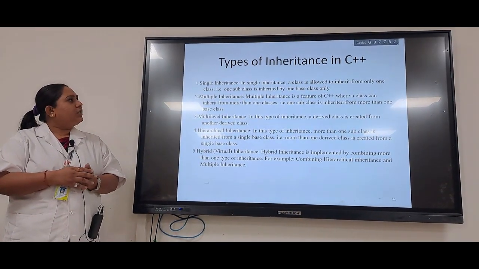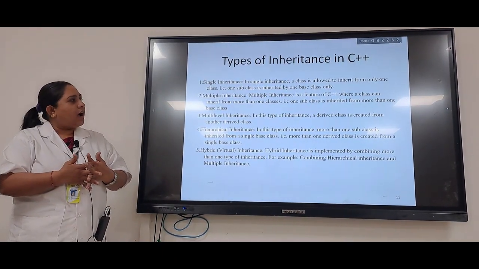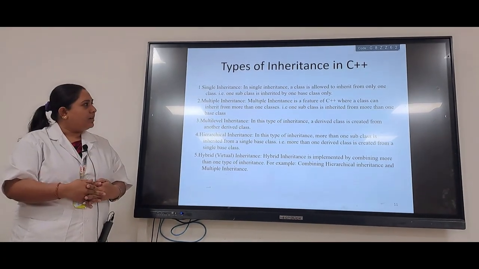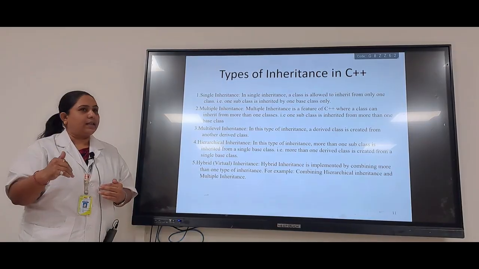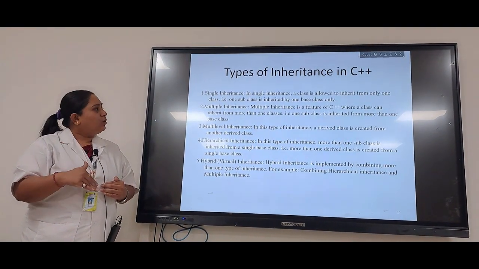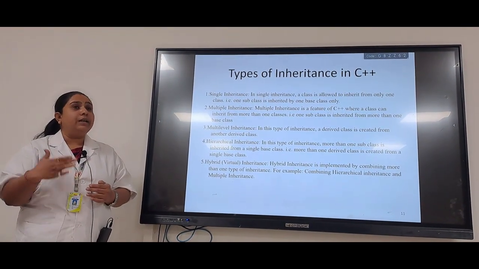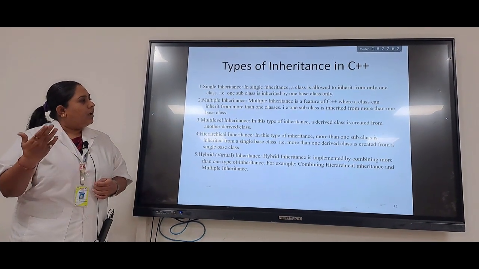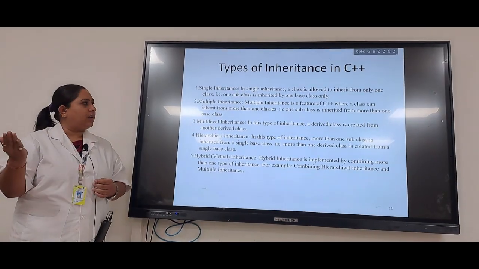When we talk about single inheritance, it is a simple type of inheritance in which a class is allowed to inherit from only one class. That is, one subclass is inherited from one base class. So this is a simple type of inheritance. If we go to the next type, multiple inheritance: as the name suggests, here we have a class which can inherit from more than one class.